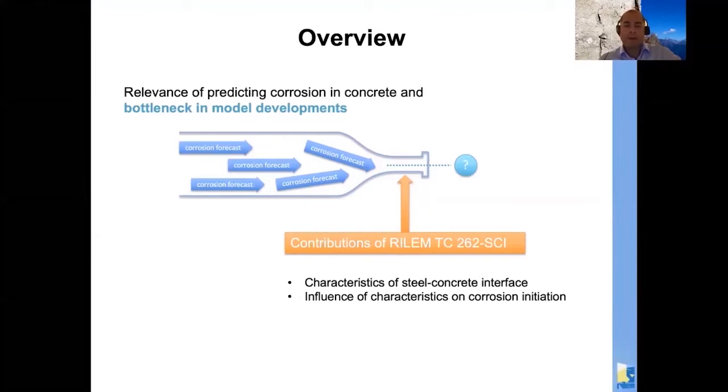We will do this by focusing on the following 2 points here. First of all, we looked at the characteristics of the steel-concrete interface in describing and characterizing them. And secondly, we looked at what are the influences of those characteristics on corrosion initiation in concrete.